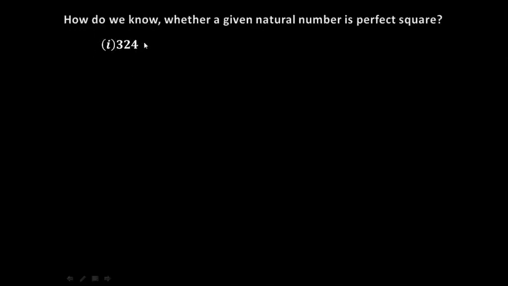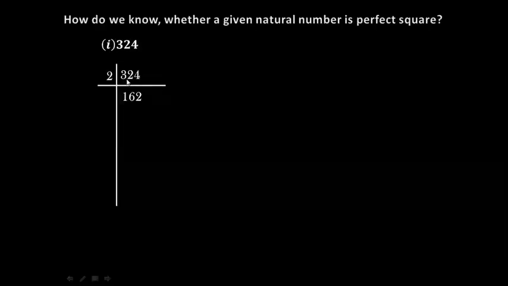Now we need to identify whether it's a perfect square or not by the method of factorization. So 324 is an even number, so we will divide it by 2. 2 1s are 2, 3 minus 2 is 1, 2 6s are 12, 2 2s are 4. Now 162 is also an even number, so we will divide it by 2. 2 8s are 16, 2 1s are 2. 81, it's 8 plus 1 is 9, so 9 is divisible by 3. So 81 is divided by 3.